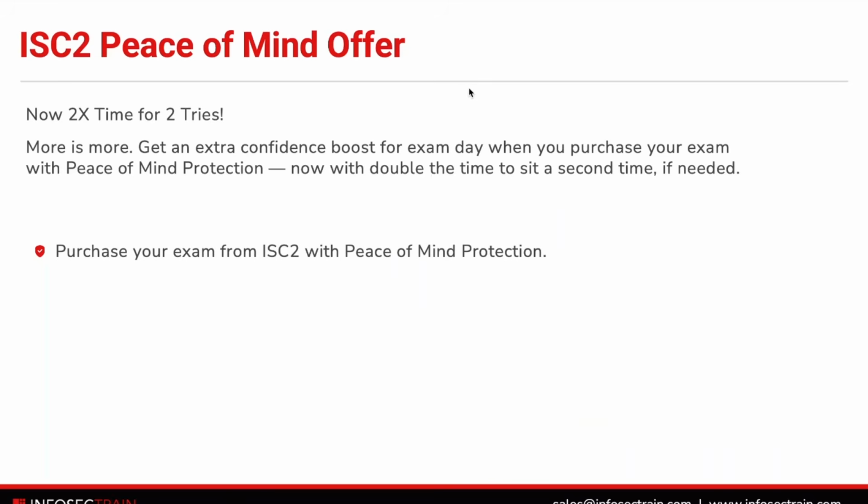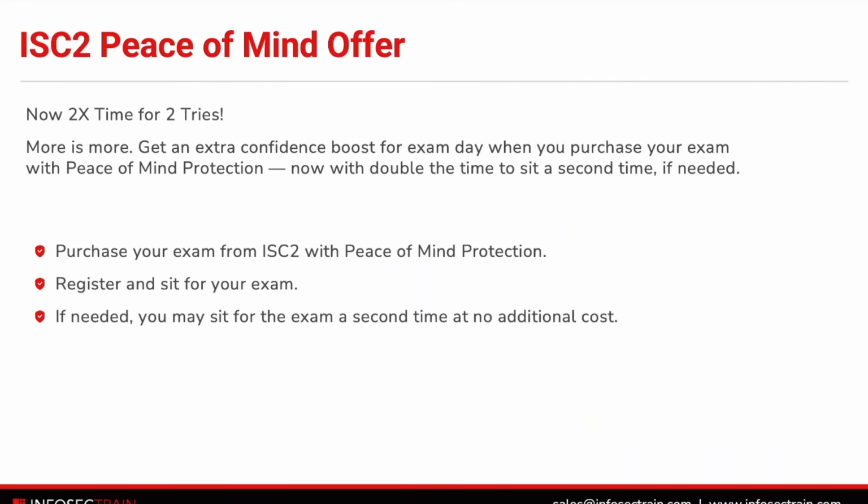Last year, the peace of mind offer which ISC Square was giving was: if you are unable to clear the examination on the first attempt, you have to give the second attempt within 30 days, so you get 2 tries. But now ISC Square gives you the flexibility where you can purchase this peace of mind and give both examinations within 180 days.